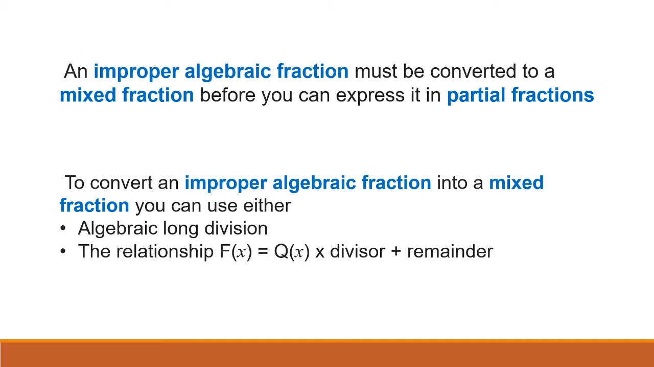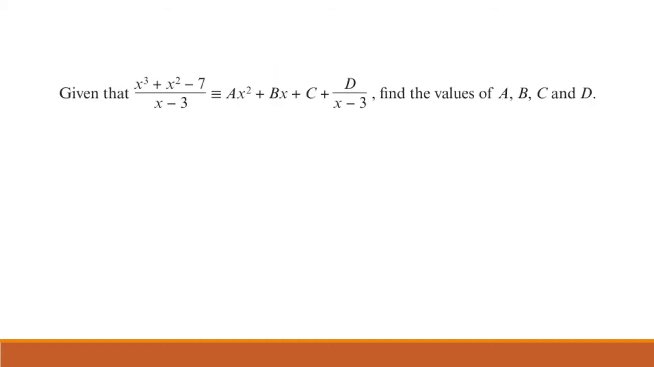Converting an improper algebraic fraction into a mixed fraction. First is using algebraic long division, which is something you are very familiar with, right? And the second method is using the relationship f(x) is equal to q(x) into divisor plus remainder. So today in this class we are going to practice using both these methods to convert improper fractions into mixed fractions and finding unknowns.